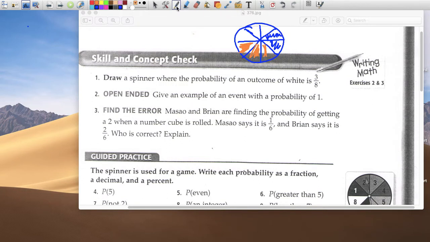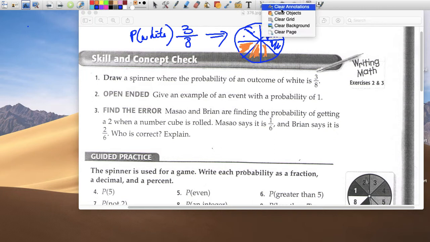So if I were to ask you, what's the probability of landing on white? If I were to spin this, well, there's a total of 8 different outcomes, right? And how many are white? 1, 2, 3. So this would be the spinner that matches this.